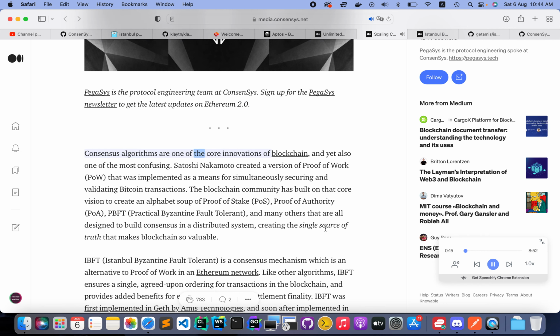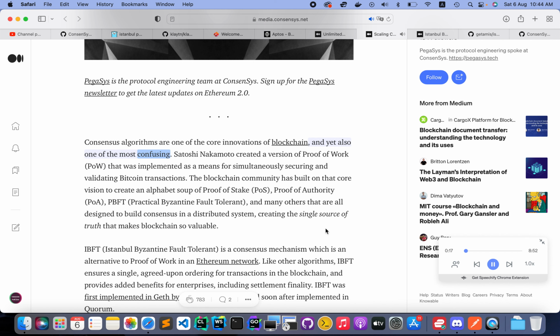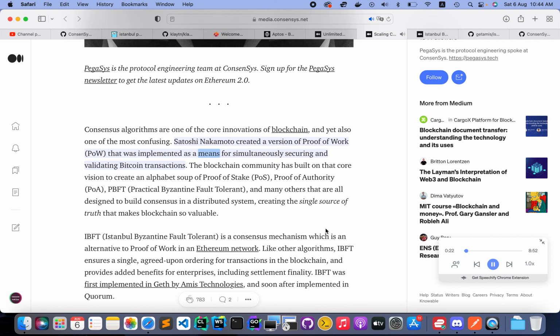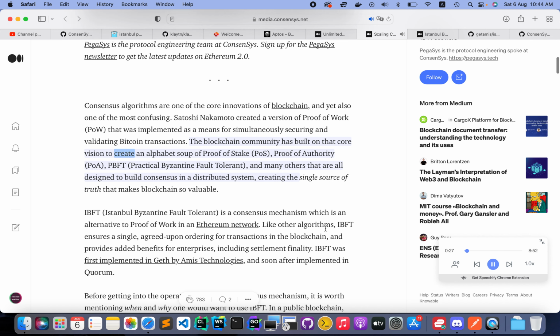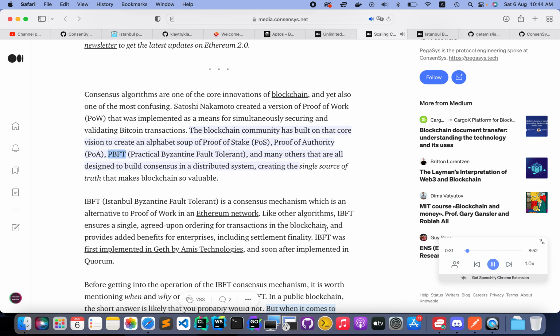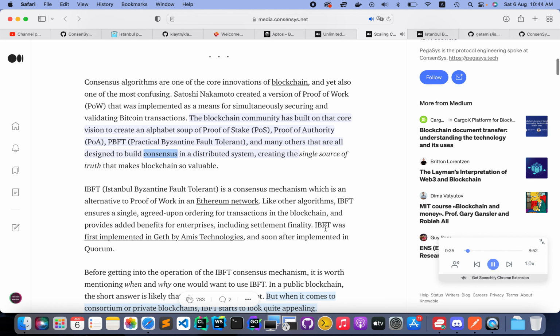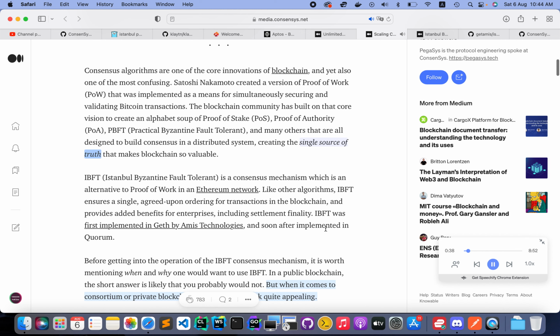Consensus algorithms are one of the core innovations of blockchain, and yet also one of the most confusing. Satoshi Nakamoto created a version of proof-of-work, POW, that was implemented as a means for simultaneously securing and validating Bitcoin transactions. The blockchain community has built on that core vision to create an alphabet soup of proof-of-stake, POS, proof of authority, POA, PBFT, practical Byzantine fault-tolerant, and many others that are all designed to build consensus in a distributed system, creating the single source of truth that makes blockchain so valuable.